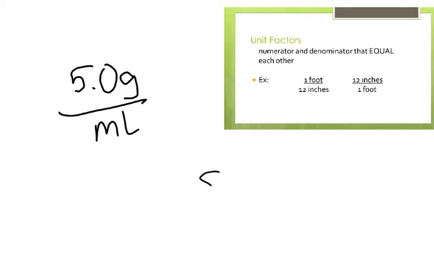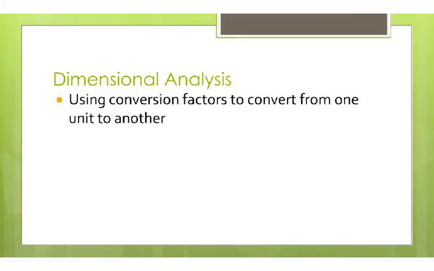Let's say you have a rate of pay of $10 per hour. This is another example of a unit factor because it is a relationship between time and your wage. In this video lesson, we're going to be looking at the process of dimensional analysis. This is a very important concept because we'll be using this process throughout the remainder of chemistry. Dimensional analysis is simply using conversion factors to convert from one unit to another.